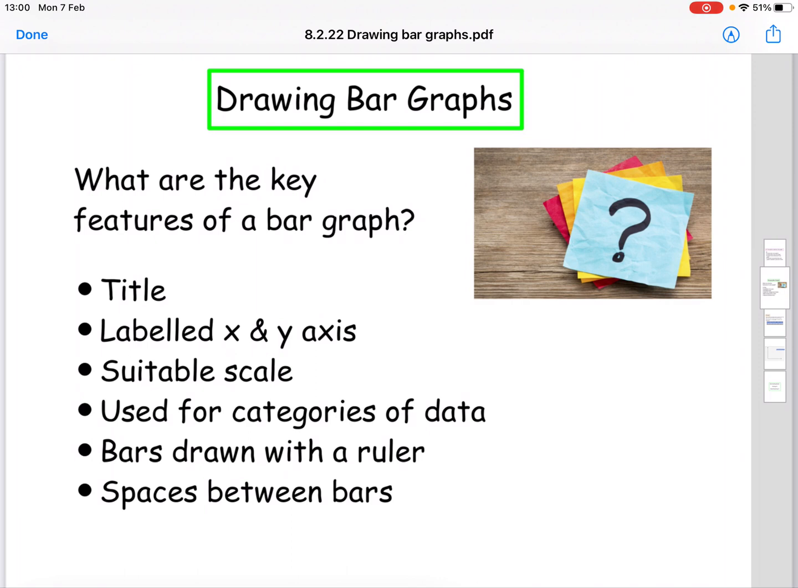And then the last two are about when you draw your bars out. You must use a ruler to draw your bar graph. No wobbly lines, no freehanding, everything has to be done with a ruler, and you must include spaces in between your bars. We talked about that a wee bit before with your reading bar graphs, that you have to have spaces in between your bars, and nice even spaces as well. We want the same space between each one.